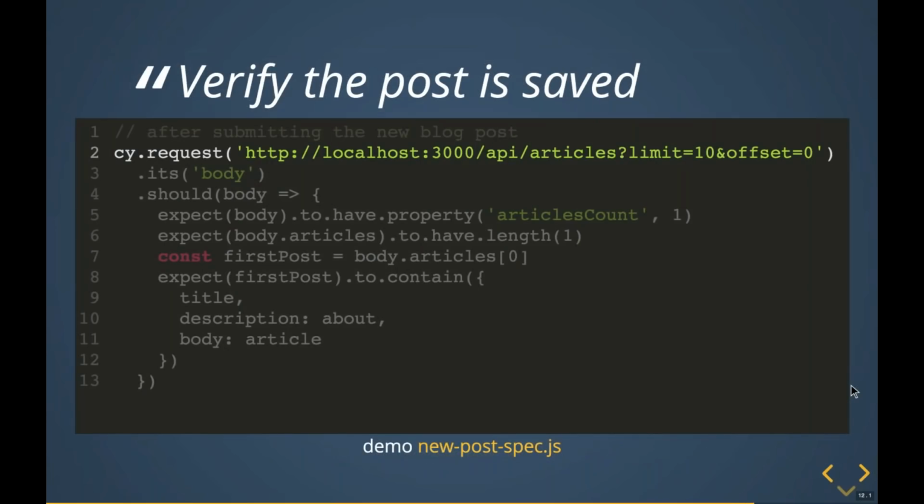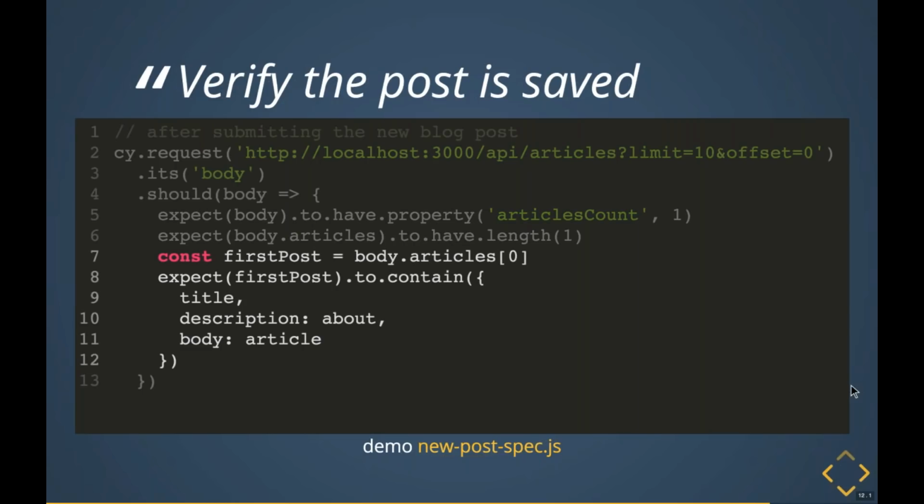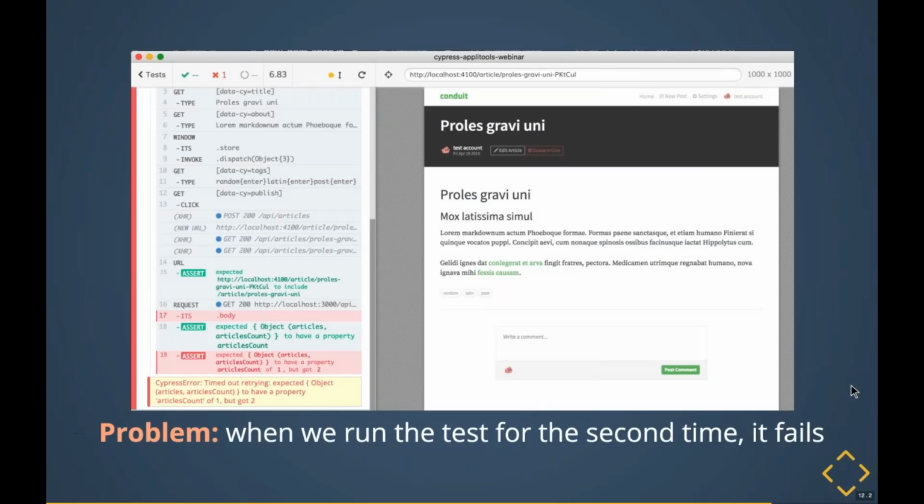I can verify that my blog post has been saved by just making a request to my API, getting the response, and then making sure that there is one article after I typed one article. And then I can verify the contents of this article is what I expected them to be. But as soon as you run this test twice, you will see a problem. You'll be expecting one blog post, but you will pretty quickly discover that there are two blog posts, or three or more. And so what is the problem?